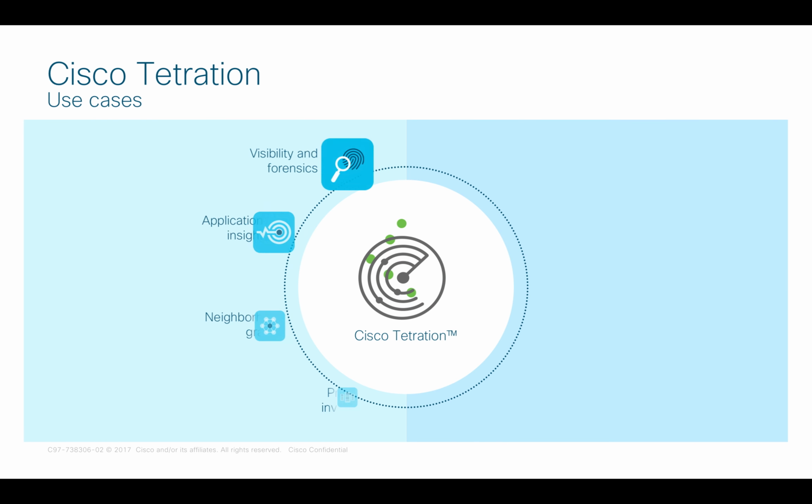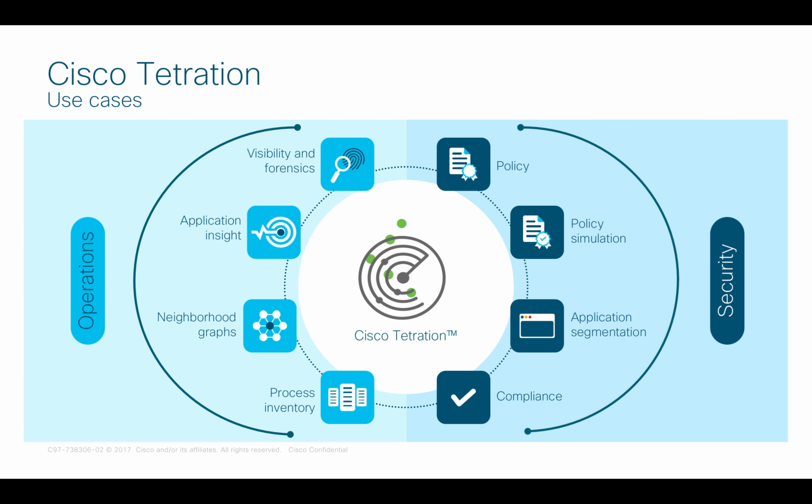And so you can see Tetration is designed as a platform, right? Part of this is data collection and understanding what's going on. A lot of it is built on the ability that Tetration has to automatically discover and map application dependencies. So we start with this visibility and application insight piece. Being able to discover the applications first allows us to then generate that security policy.